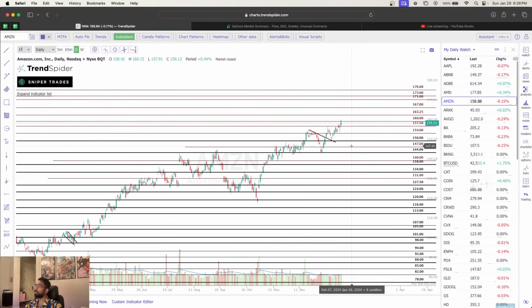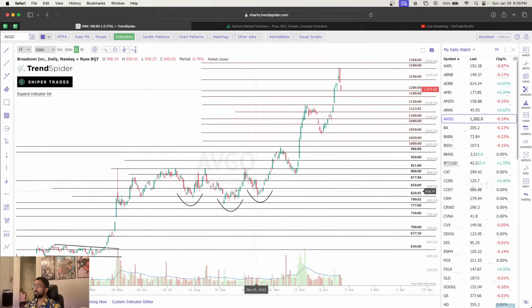If it retests 154 early in the week, I'll probably sell some CSPs again for like 145 or 140s, and a little bit more, and we'll probably play them. But I'm holding the stock for the long haul. 200 price target on it into 2026.